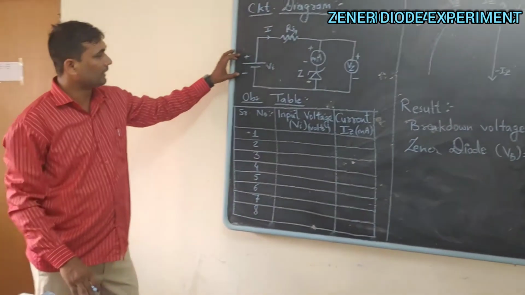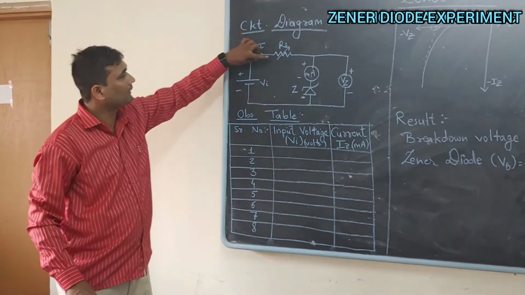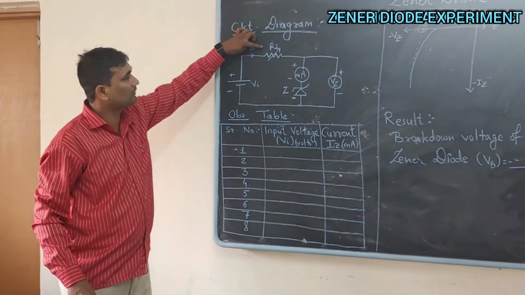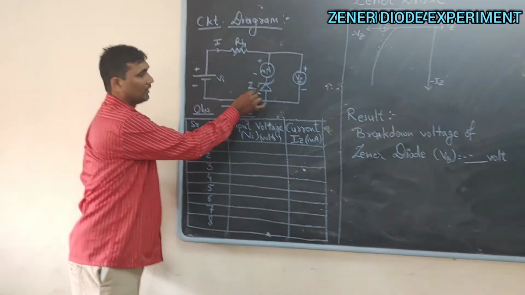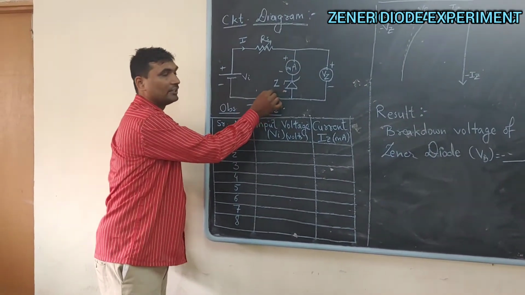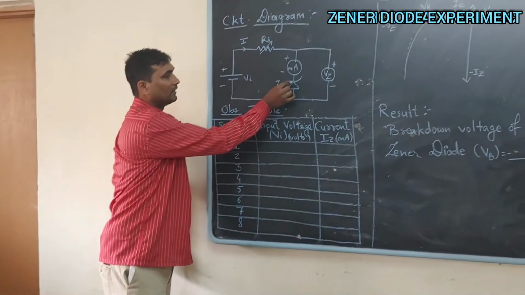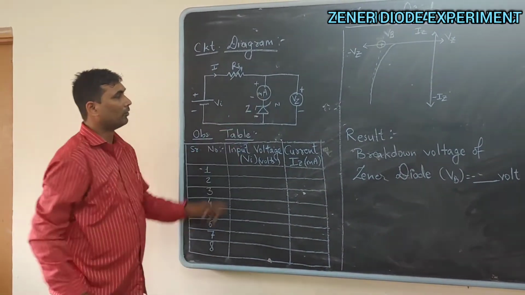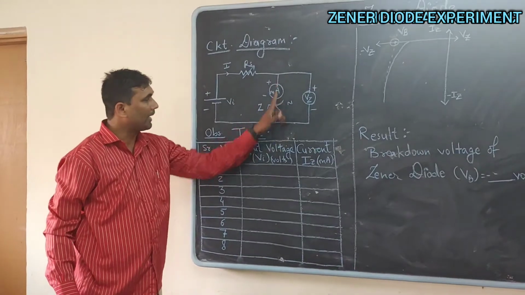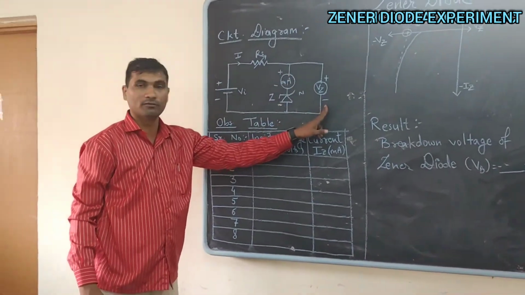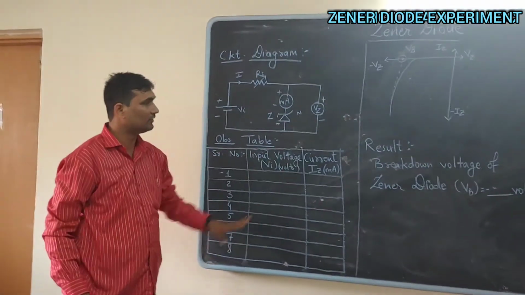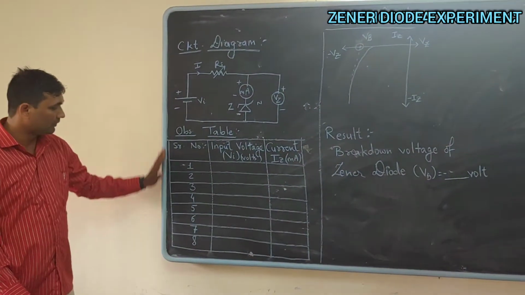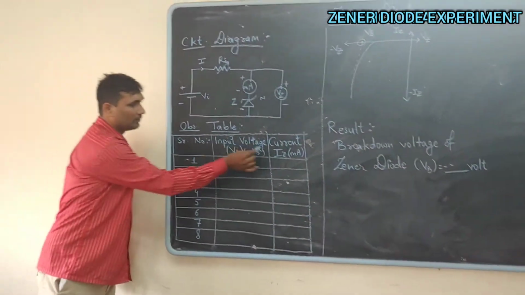You can see this is the input voltage, and there is a resistance in series, and then we have connected the Zener diode, which is in reverse bias. On the N side of the Zener diode, we have the microammeter. Then in parallel with the Zener diode, we have connected the voltmeter, which is the output voltage that we will take.